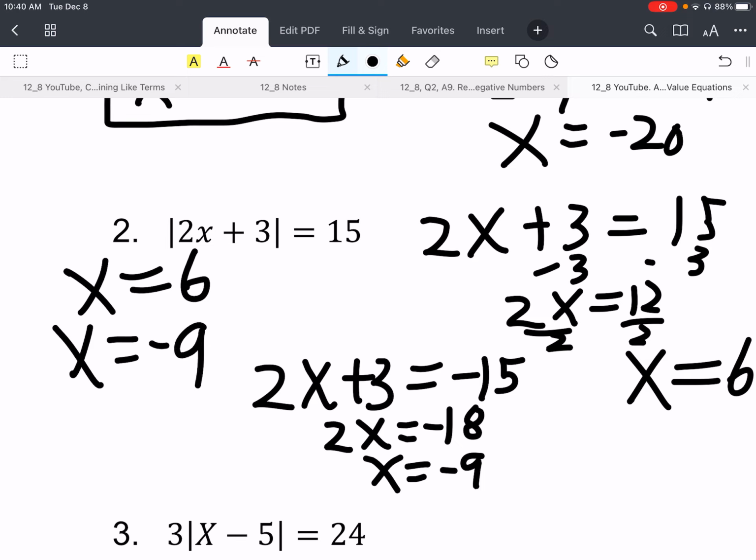If we plug in those values for x, we'll get the answers of 15 and negative 15. And because it's an absolute value, they both turn out to be positive.